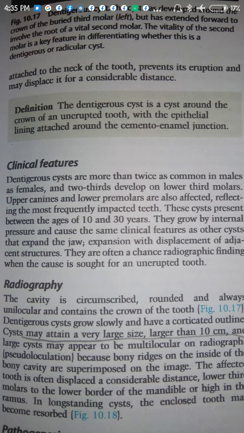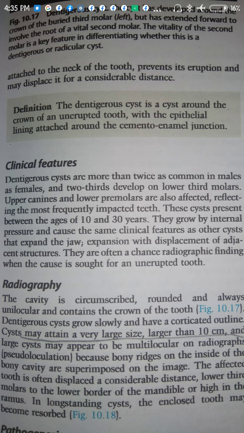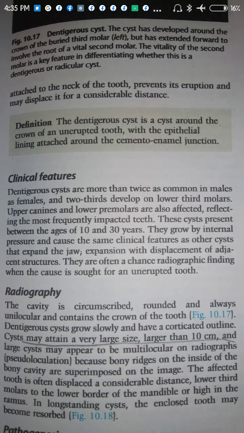Definition: the dentigerous cyst is the cyst around the crown of the unerupted tooth with the epithelium lining attached around the cement-enamel junction. Clinical feature: dentigerous cysts are more than twice as common in males as females, and two-thirds develop in lower third molars. Upper canines and lower premolars are also affected, reflecting the most frequently impacted teeth. These cysts present between the ages of 10 to 30 years.